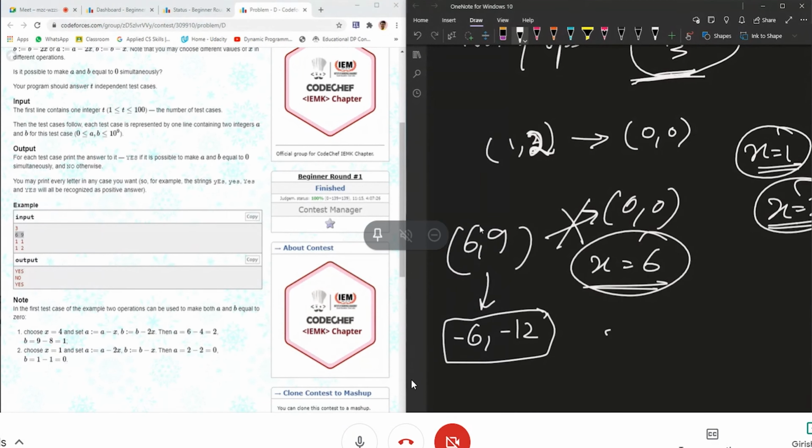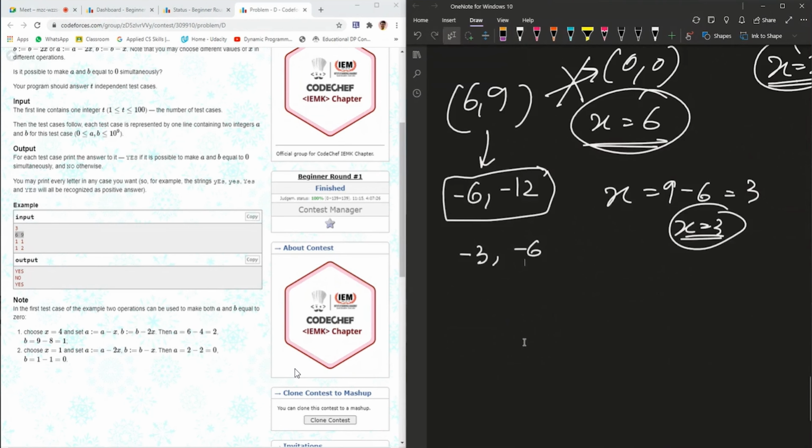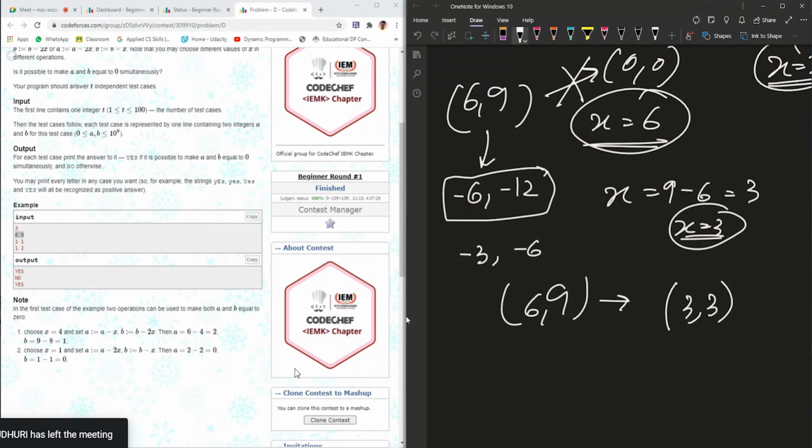You want to take the difference of them. So x is equal to 9 minus 6. You are saying that we have to take x is equal to 3. If we take x is equal to 3, then we have to subtract it by minus 3 and then minus 6. Do you want to subtract 6 with 6 or 3? I think you want to go with 3. So 6 comma 9 will become 3, 3 and then 3 comma 3. Then how will you convert 3 comma 3 to 0 comma 0 using x is equal to 3?